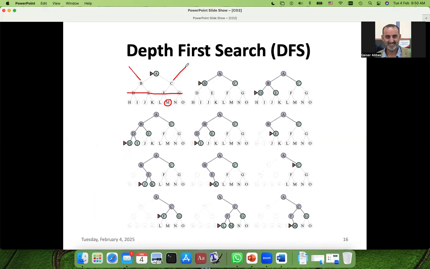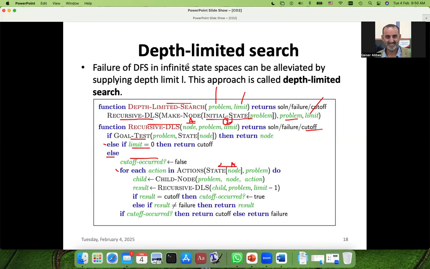Okay, B and C are available. So this loop will execute how many times? 2 times, for B and C. So it will take first the first child, which is B. And here we have another call to this recursive DLS, with this child B, the problem information, and limit 2 minus 1, which is 1. So B and 1, we are again calling.